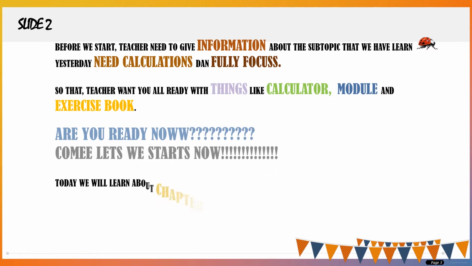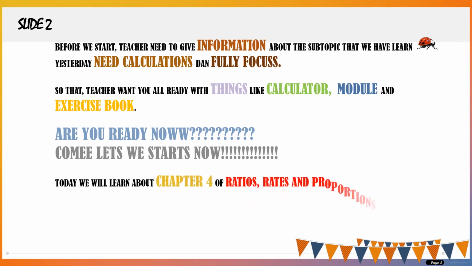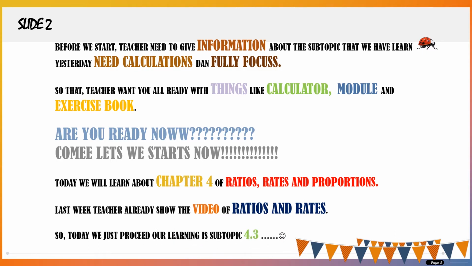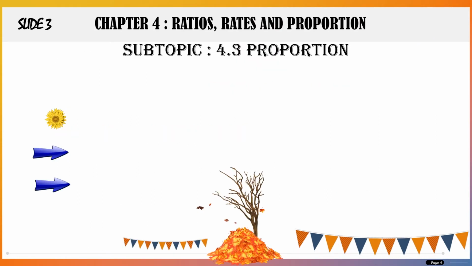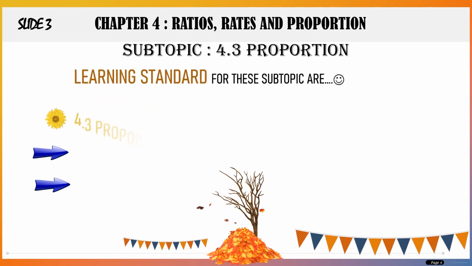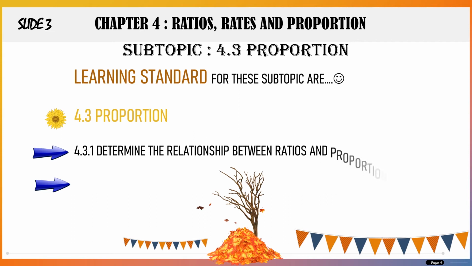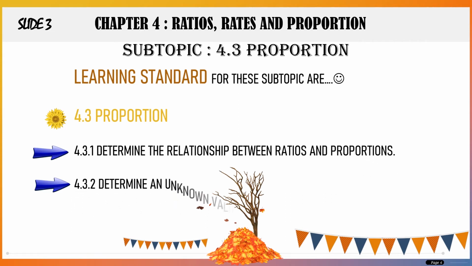Today, we will learn about chapter 4, ratio, rates, and proportion. Last week, teacher already showed the video of ratio and rate. So today we just proceed with subtopic 4.3. Okay, let's go through the learning standard for subtopic 4.3 proportion. 4.3.1 determine the relationship between ratio and proportion. 4.3.2 determine an unknown value in a proportion.